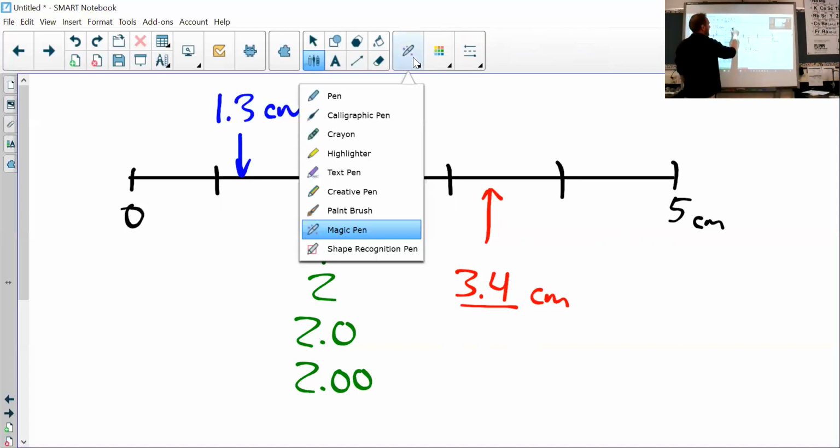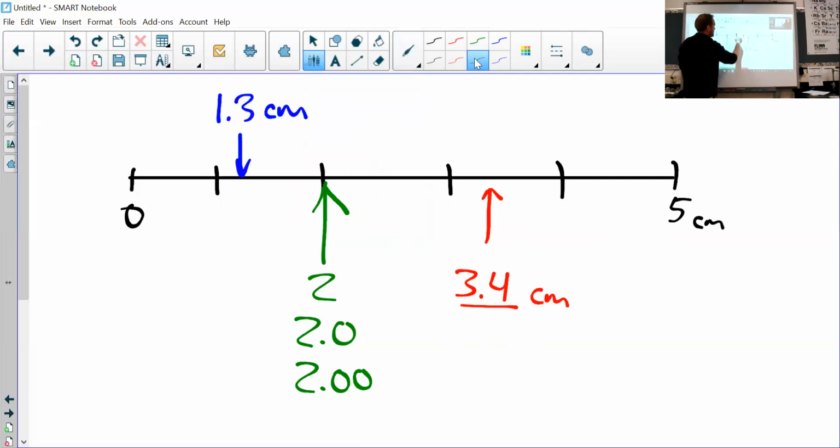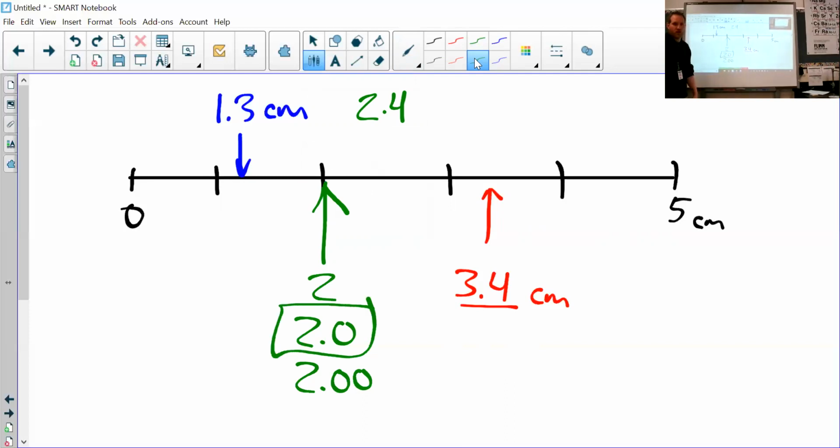So if I'm going to call that a 2.4, you're going to match that same level of detail of the decimal places. So if that's a 2.4, then you're going to call this 2.0. That's the one you want. So the best way to do it is to just go off the line. Imagine it's off the line, and you're going to match that same level.